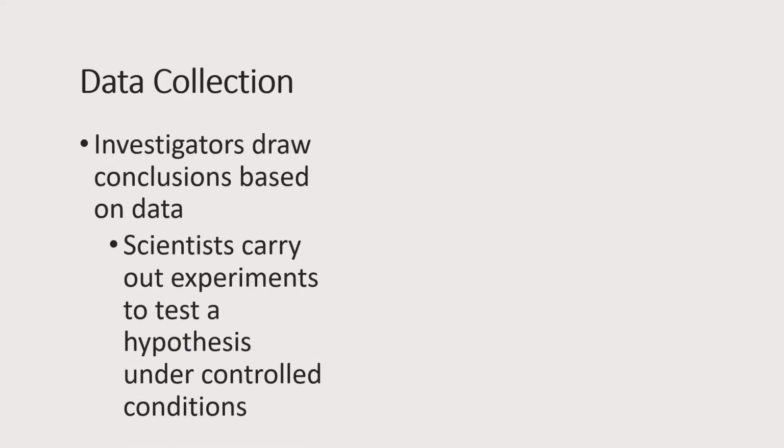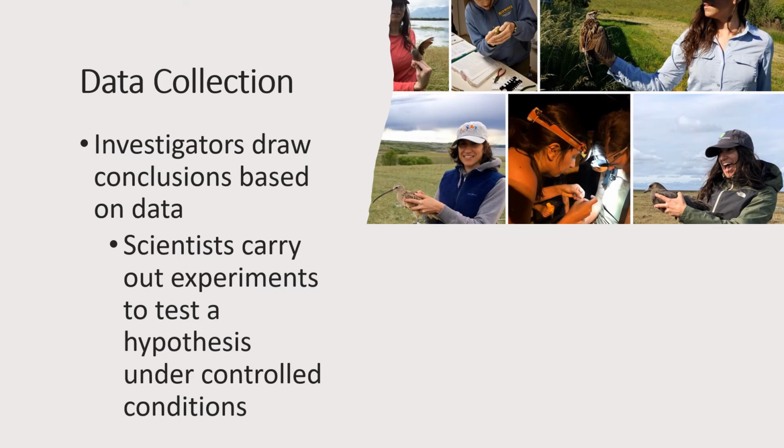Next, we move on to data collection. So investigators draw conclusions based on data. The data may come from careful observations of the natural world, an approach called discovery science. A good example of this is the National Audubon Society's annual Christmas bird count. For more than a century, thousands of citizen scientists have spent Christmas Day documenting the ups and downs of hundreds of bird species nationwide.